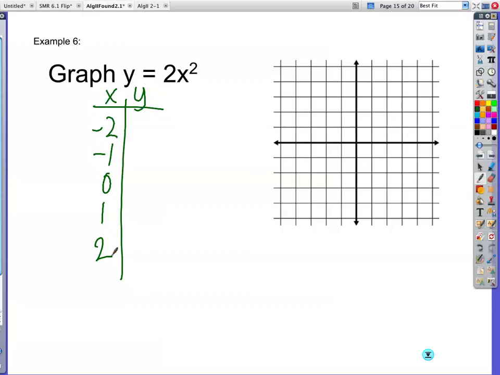All right? Oh, I think I'm supposed to have all those questions. We'll talk about them here. Negative 2. Negative 2 becomes squared first. So that's 4. 4 times 2 is 8.